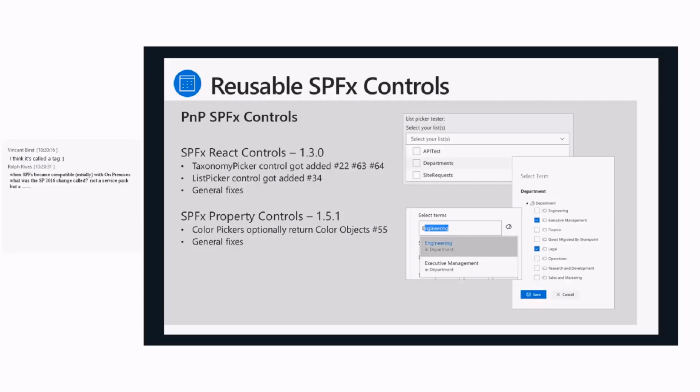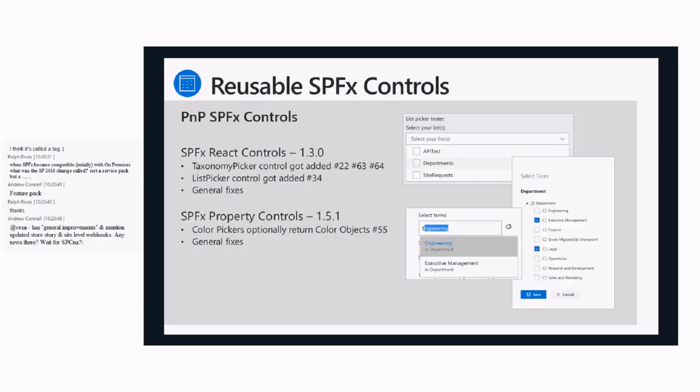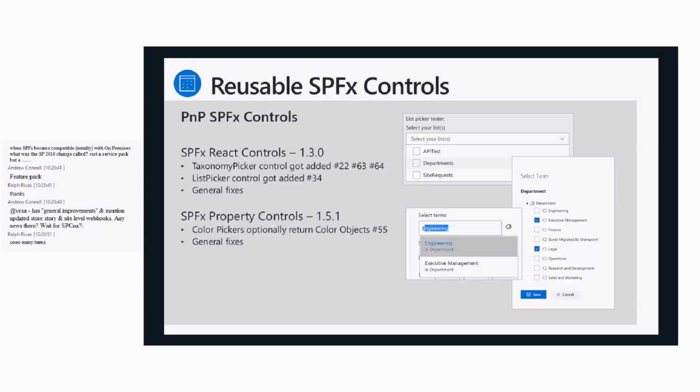First one, the taxonomy picker control has been added, and those are the associated issue numbers there off to the right. There's a list picker control now added, and some general fixes and bug fixes and stuff like that have also been incorporated into the controls, and that's version 1.3.0.